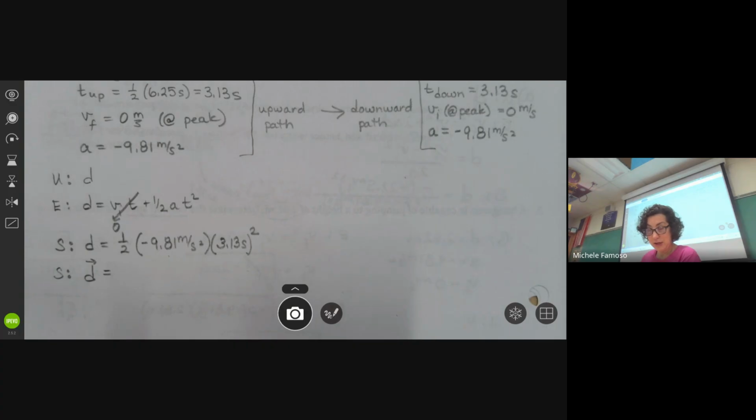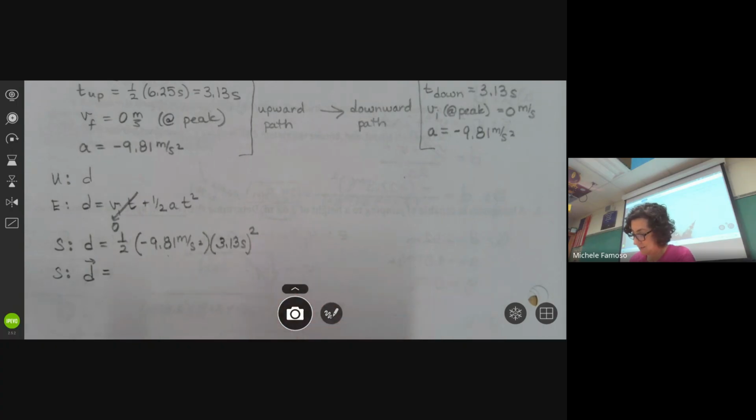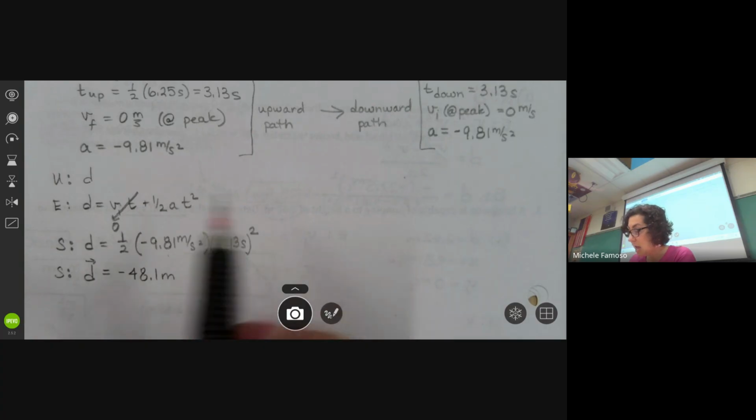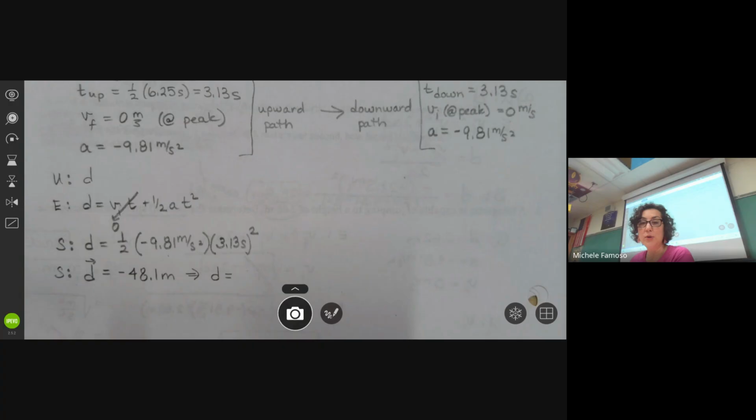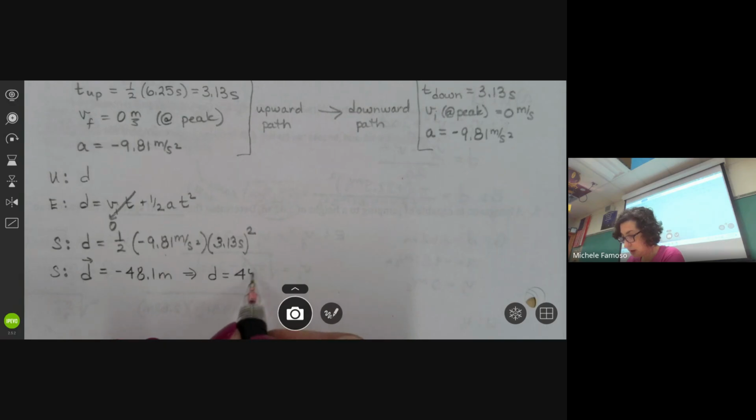Emma, do you think you know what it is? I'm sorry? Don't forget your square. I think you forgot your square at the end. Good. Now that's the displacement. I wanted the height, which is a scalar. So Blake, what does that mean the height is? That's right.